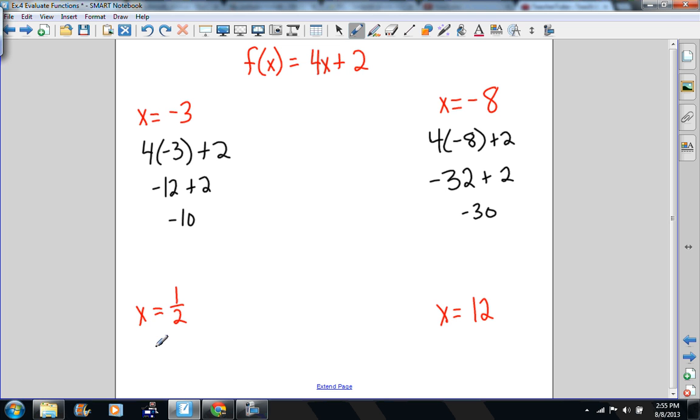When x is 1/2, we do 4 times 1/2 plus 2. Well, just think of it this way. What's 1/2 of 4? Well, that's 2. Plus 2 is 4. And when x is 12, we do 4 times 12 plus 2. 12 times 2 is 24. 24 times 2 is 48. Plus 2 is 50.